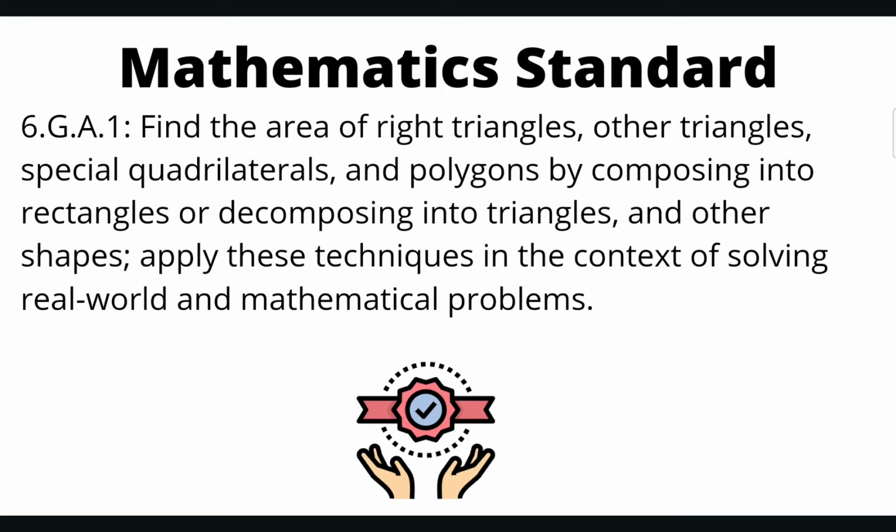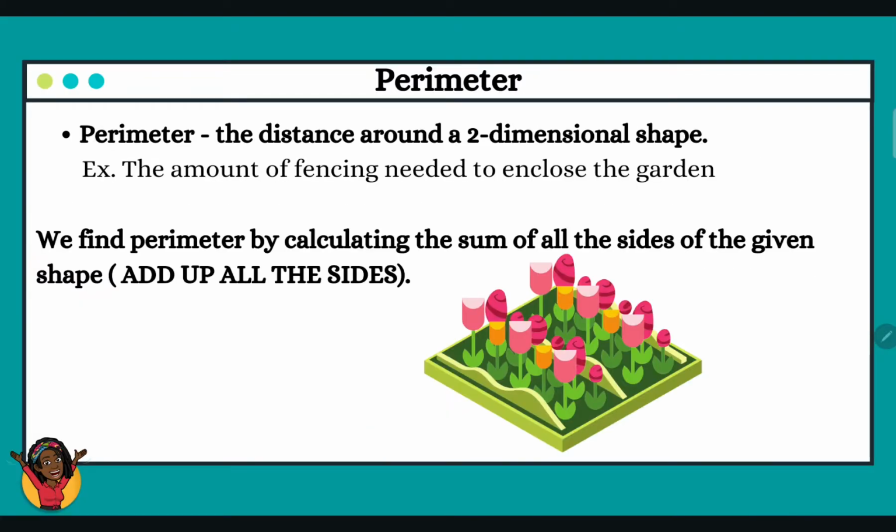Today we're going to be looking at standard 6.G.A.1. Find the area of right triangles, other triangles, special quadrilaterals, and polygons by composing into rectangles or decomposing into triangles and other shapes. Apply these techniques in the context of solving real-world and mathematical problems. We'll be focusing on calculating the perimeter of our shapes.